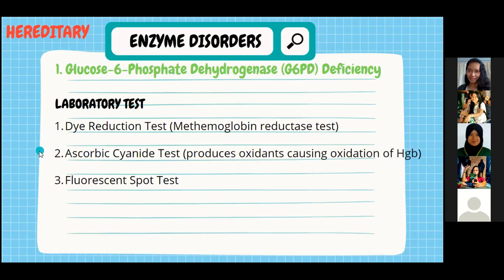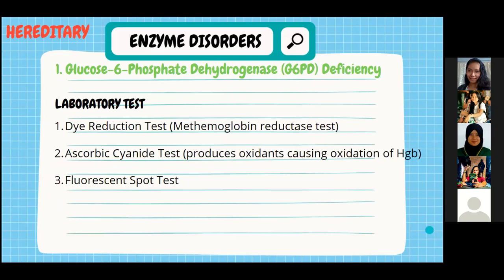So the next one is the ascorbate cyanide test, which produces oxidants causing oxidation of Hb. The principle of this test is to measure the ability of normal cells to detoxify hydrogen peroxide when incubated with ascorbate. So the last test is the fluorescent spot test, and the principle of this test is based on the NADPH. NADPH generated in the reaction is fluorescent, while the NADP in the reagent is not fluorescent.